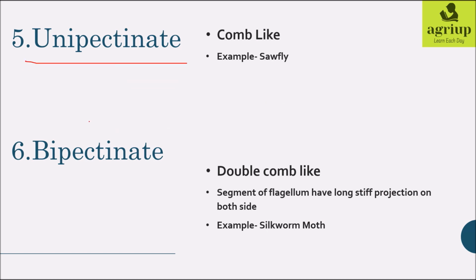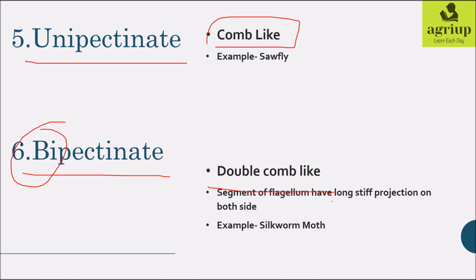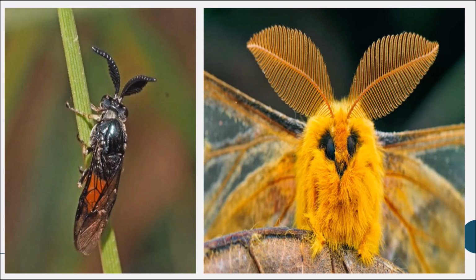Now, next is unipectinate and bipectinate. For ease, I have kept two in one so that wherever there is a similarity, you can easily relate to this. Just think of the comb-like structure. A single comb-like structure is unipectinate, and bi means two, so a double comb-like structure. They will have flagellum projections on both sides. Example is sawfly, example is silkworm moth. Now, which one is which category? This is unipectinate, because it has flagellum projections on a single side. Here it is on both sides. This is silkworm moth and it has flagellum projections on both sides.